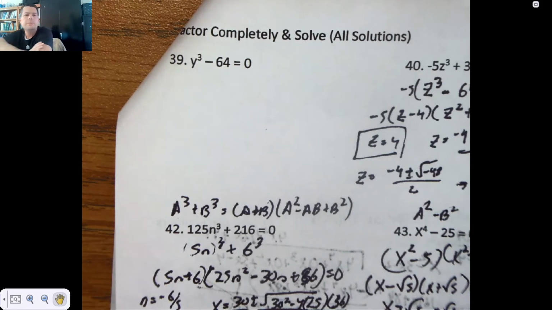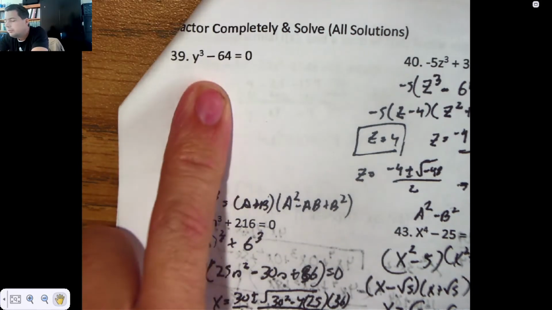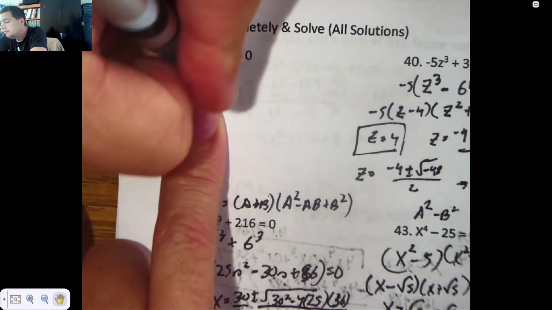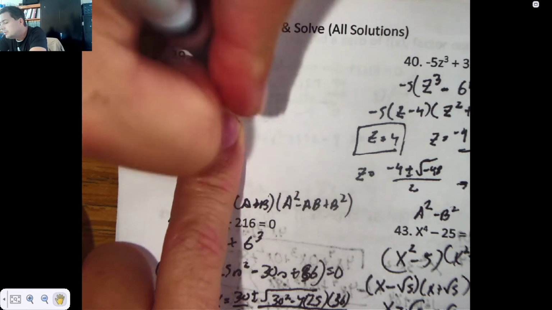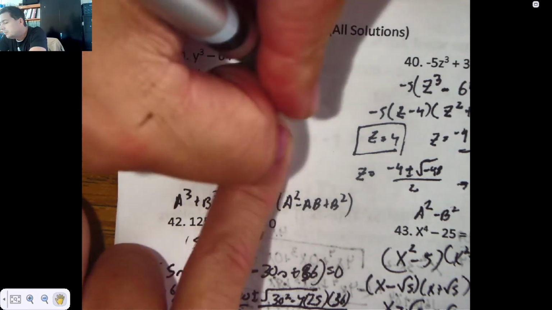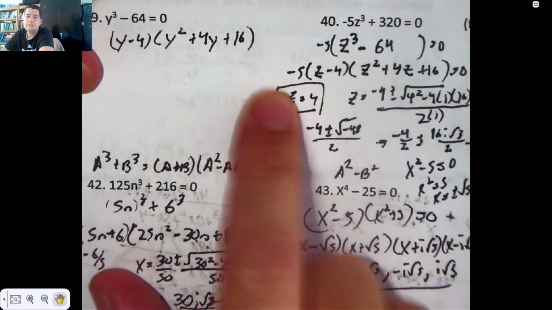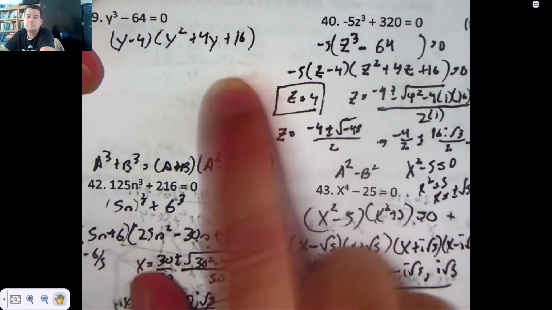And moving on with my life to 39, which is another difference of two cubes. It's basically the same as the last one, isn't it? Other than having the negative 5 out there, I'm kind of glad I did this in this order. I already know the answers, but I got to show all the work. This is y minus 4 times y squared plus 4y plus 16. And the reason I said it's the same is the only thing that's changed is the variable. No?